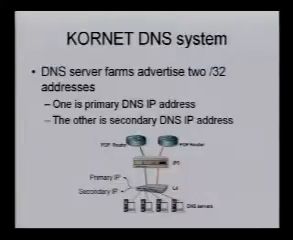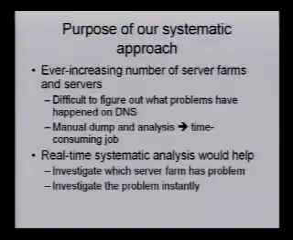A DNS server farm consists of IPS, layer 4 switch, and multiple DNS servers. Each DNS server farm advertises two /32 IP addresses. One is the primary DNS IP address and the other is the secondary DNS IP address. As I said in my previous slide, we have many DNS server farms and actually we have more than 150 DNS servers.